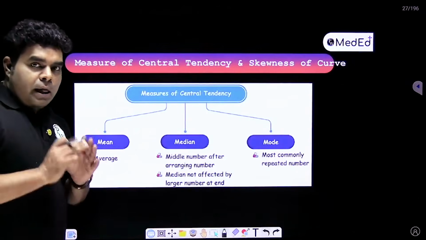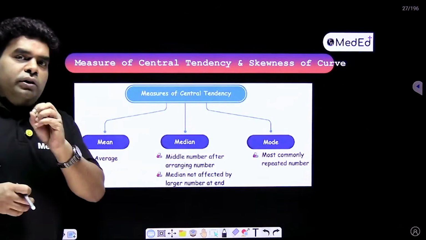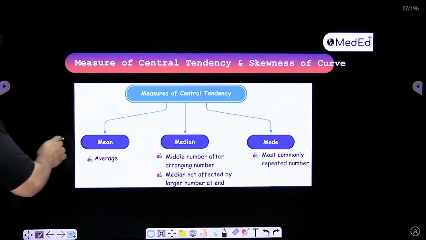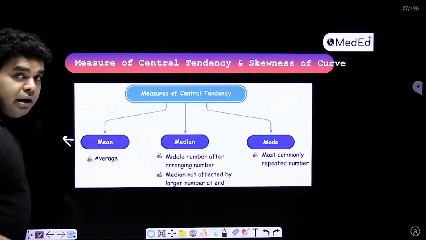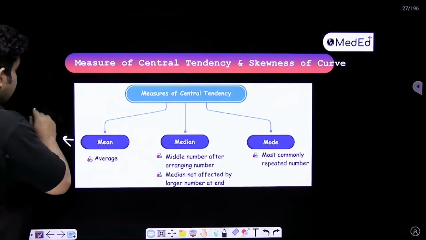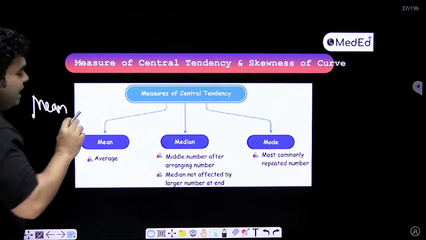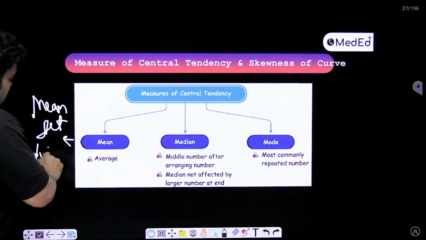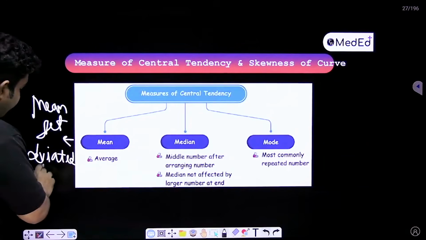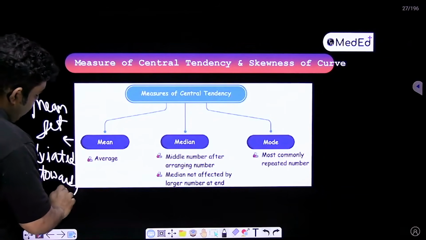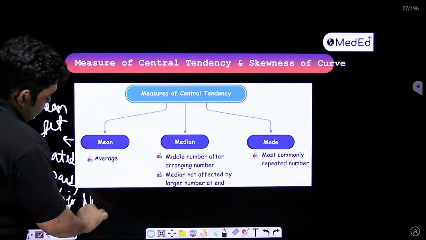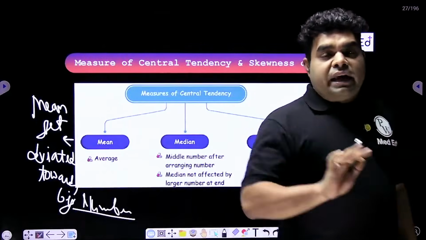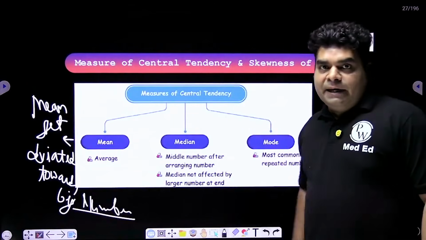I hope you already know, but there's a trick and there's a good question on this topic which I will discuss also. Mean is average, but the problem with mean is that if there is a big number, mean gets deviated towards the big number. So you can say mean is mean-minded, and if there is a big number, the average will get deviated towards it. So you always have to see whether there is a big number in the sequence. If there is, mean cannot be used as a measure of central tendency.